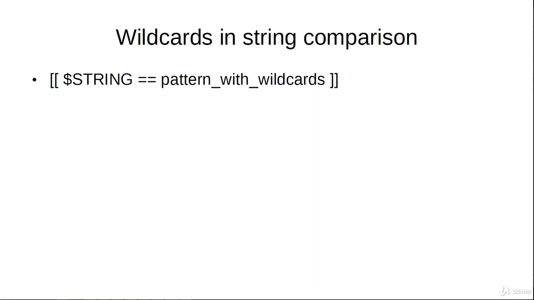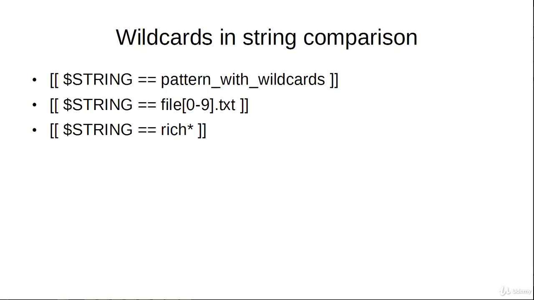Now let's check how to use wildcards in string comparison. For string comparison with wildcards, we need to use double square brackets. A double equal sign is not necessary but recommended. I am personally using it because it tells me that I am not doing basic string comparison, but comparison with wildcards. And here is an example of how such a string comparison with wildcards can look in action.